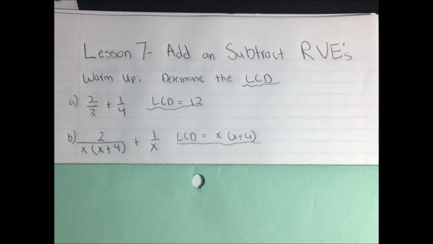The second one is 2 over x bracket x plus 4 plus 1 over x. So now we're introducing variables in the denominator. We never really learned about how to determine the lowest common denominator of this before. So all we need to do is multiply the second fraction, which is 1 over x, by x plus 4. Because as you can see, both sides have x, but the second fraction doesn't have the bracket x plus 4, which it needs, so we can add it. So the lowest common denominator is obviously going to be x times x plus 4.